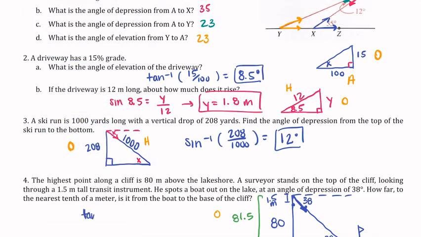So tangent of 38 equals opposite 81.5 over adjacent, which is x. This is going to need to turn into division. So 81.5 over tangent of 38. Plug this in. 81.5 divided by tangent 38, and you are going to get about 104.3 meters.